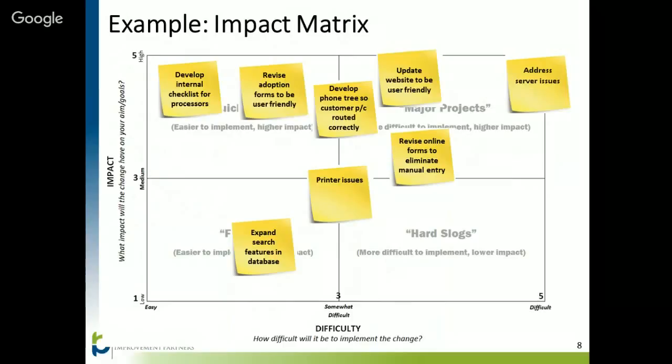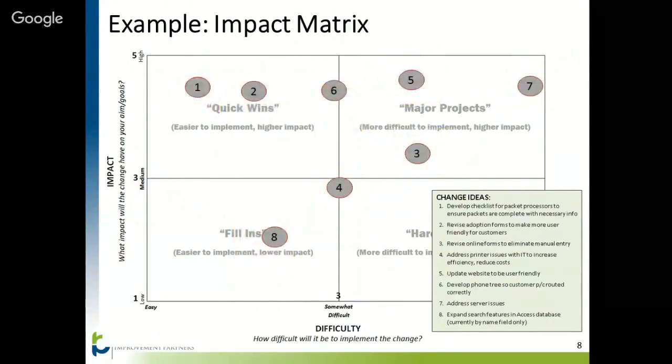However, if you are working with a smaller version of the impact matrix and have less space, or do not prefer to rewrite ideas, you may simply add the numbers to the matrix and use the numbered list to correspond each number with its change idea.